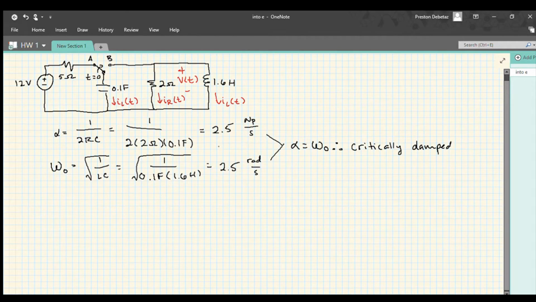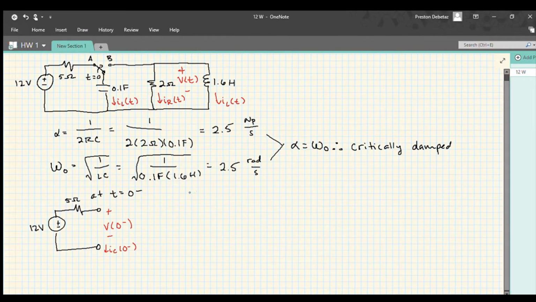So we can go ahead and evaluate the circuit at t equals 0 minus. We have the 12 volt voltage source, this 5 ohm resistor, and we are just going to have this capacitor here. But in DC steady state, the capacitor is going to behave like an open circuit. So we can recognize that this is still going to be V of 0 minus, and this will be IC of 0 minus.